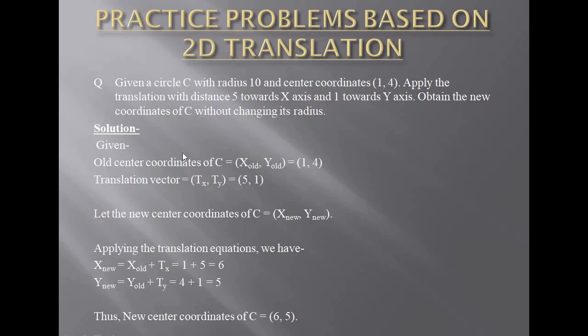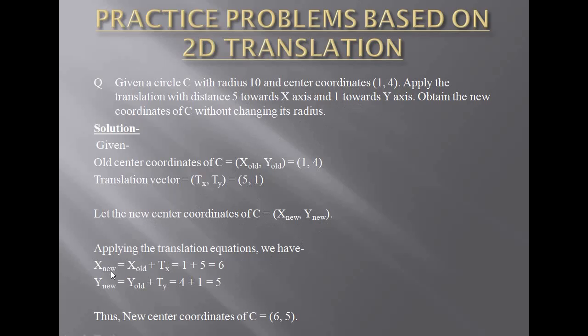We have x old, y old, tx, and ty. We will solve this example. x old is 1, y old is 4, then the translation vector tx is 5, the distance that is 5 toward the x-axis, then ty is 1, and you have to find a new coordinate, that is x new and y new.